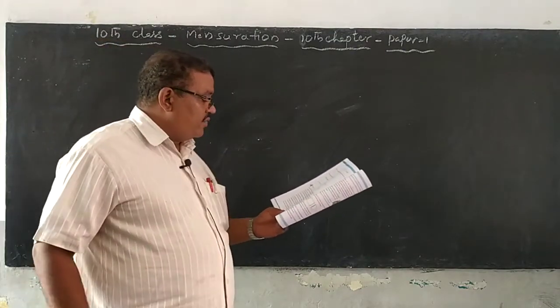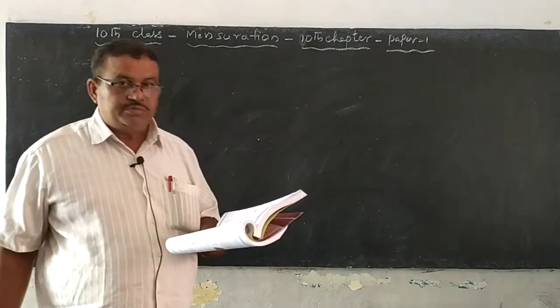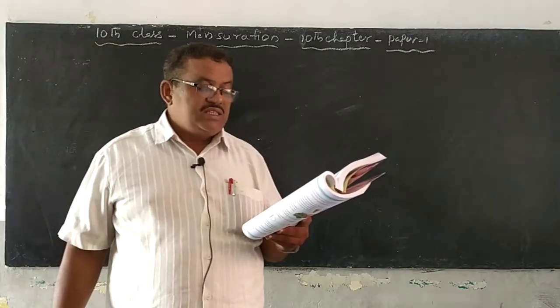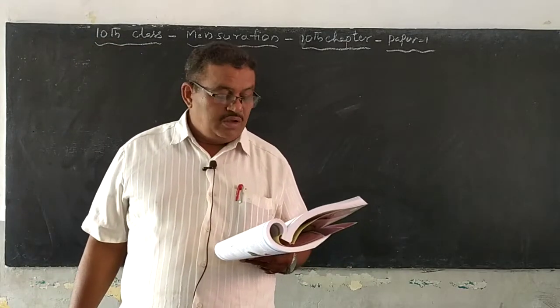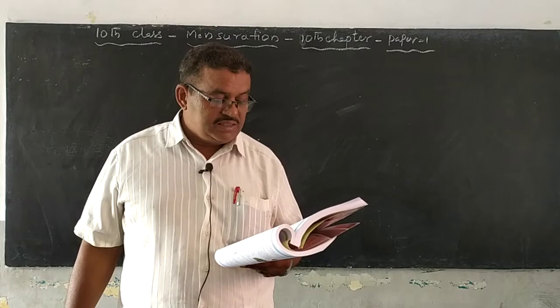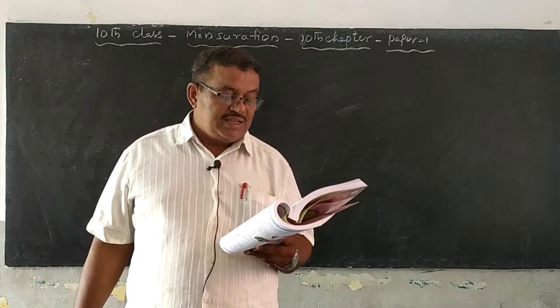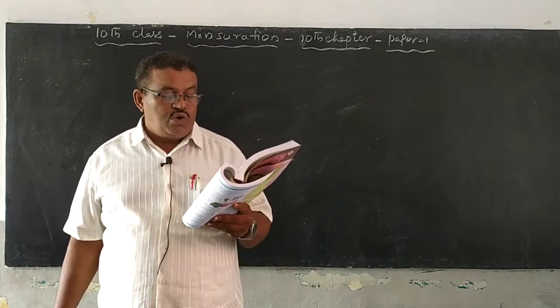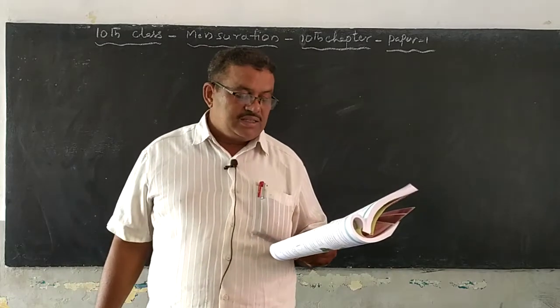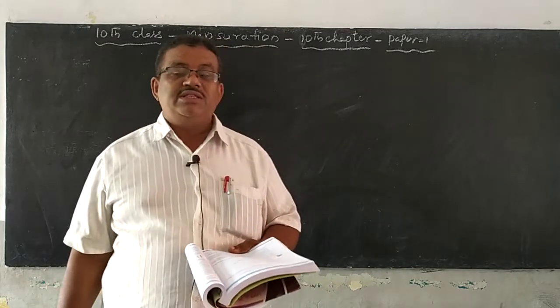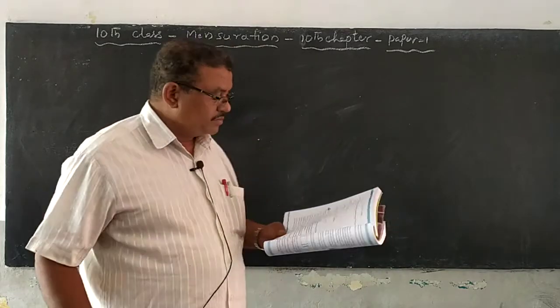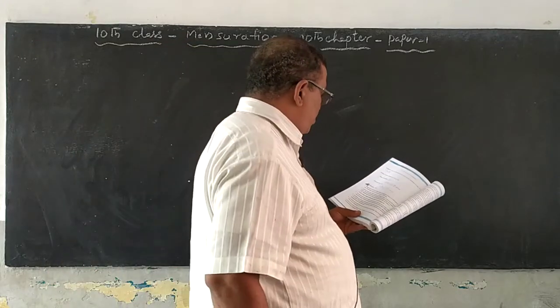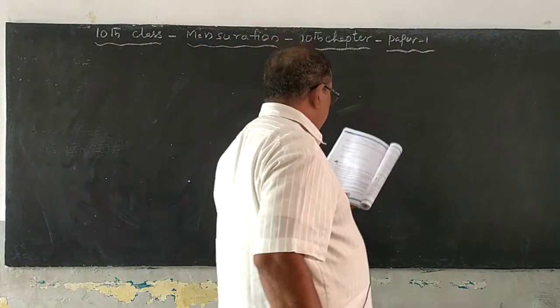The lateral surface area of a cylinder is equal to the CSA of the cone. If the radius is the same, find the ratio of the height of the cylinder and the slant height of the cone. This is the problem. Okay children, let us just go through the problem.